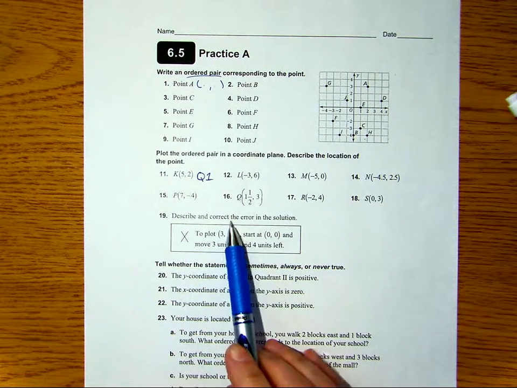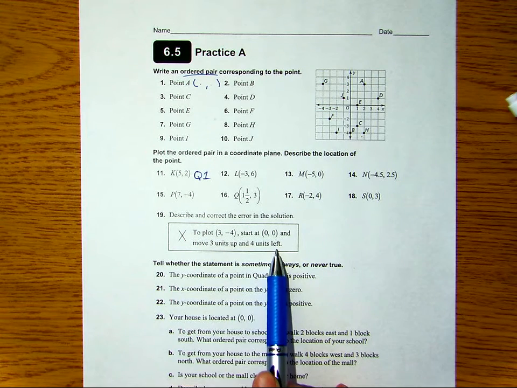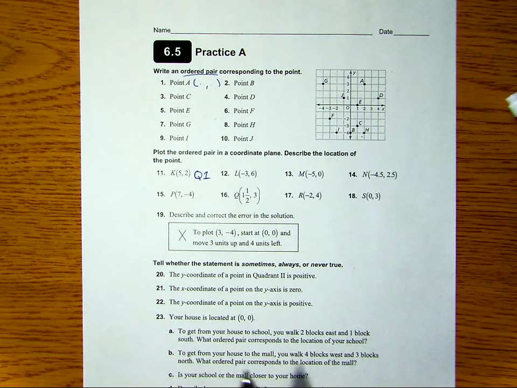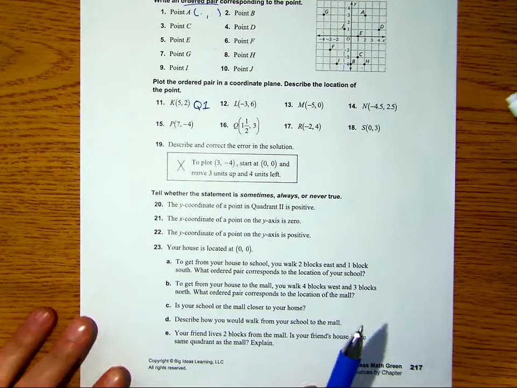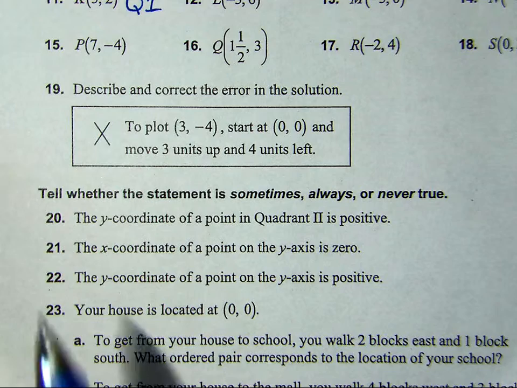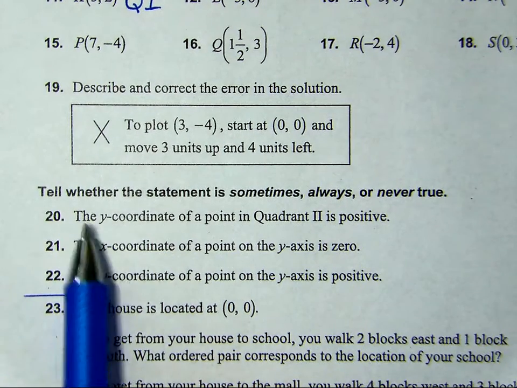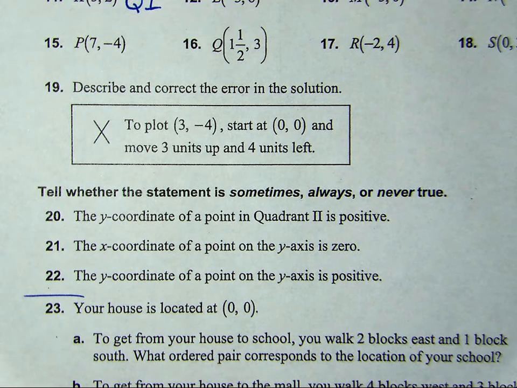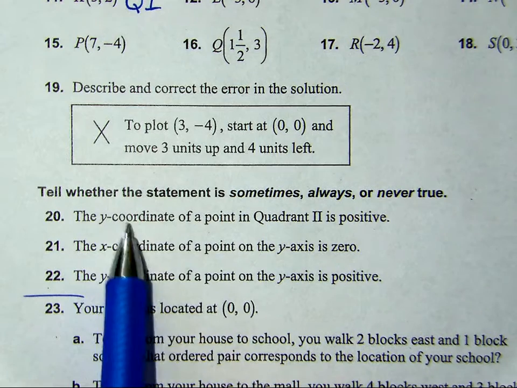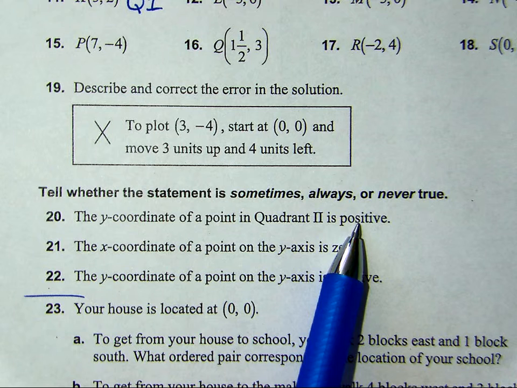After that, we have a describe and correct. Make sure you read through the problem they gave you, describe what the problem was, and then correct the problem. After that, tell whether the statement is sometimes, always, or never true. That is only for 20 through 22 that you actually need to answer that. Read each statement, think it through, maybe create some ordered pairs or some coordinates and test it out. Is the y coordinate of a point in quadrant 2 always, sometimes, or never positive? That's what I want you to think about.